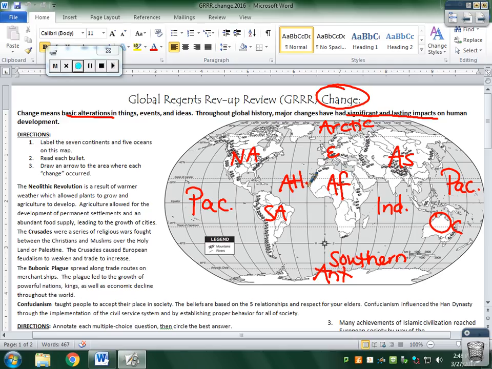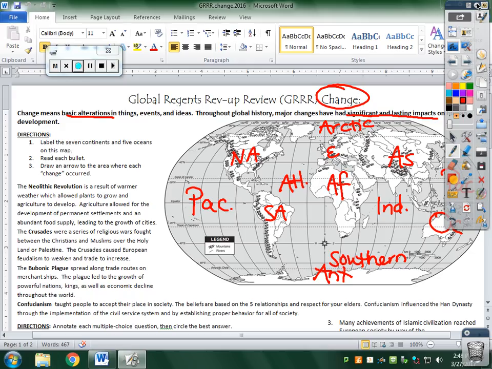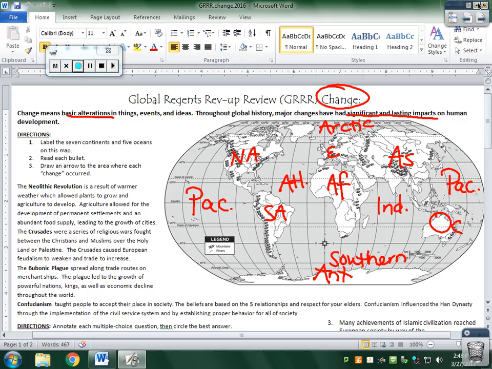So we're going to read each bullet out loud and draw an arrow to the area where each change occurred. So our first bullet says, the Neolithic Revolution is a result of warmer weather which allowed plants to grow and agriculture to develop. You want to keep in mind that agriculture is another word for farming. Agriculture allowed for the development of permanent settlements and an abundant food supply, leading to the growth of cities. So these are the effects of farming, which is what agriculture means.